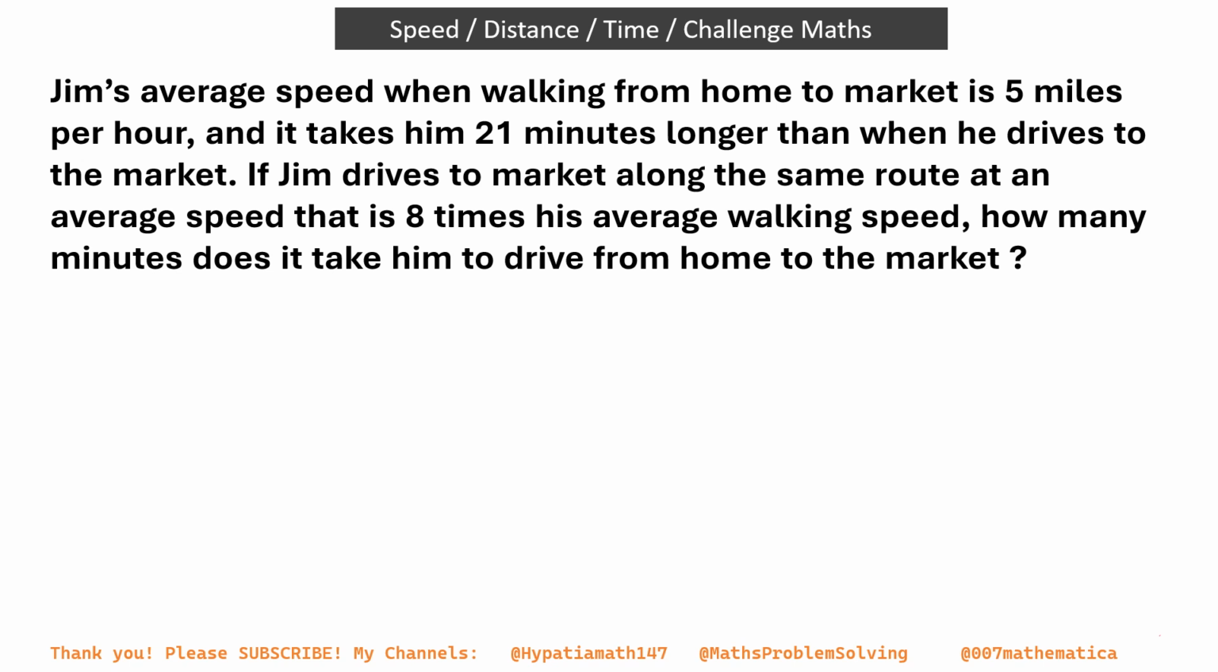So, to work out this bit, that 8 times his average walking speed: the walking speed is 5 miles per hour, so 8 times that would be 8 times 5, that is 40 miles per hour. So that is the driving speed. Okay, so this bit I think we need to get sorted before we start.